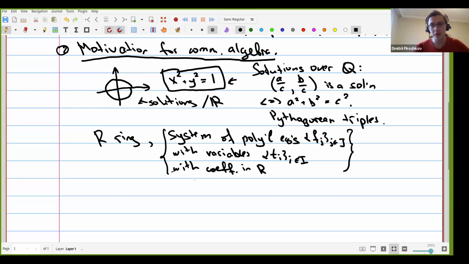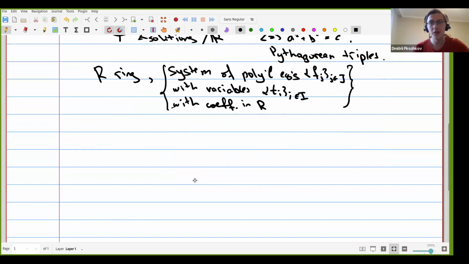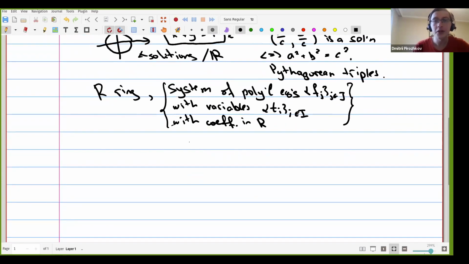And one can observe that for this system of polynomial equations, you can look at a certain universal object associated to it. So there is a universal object, which is, we take the ring R, we add all those t_i's as just formal variables, and then we take a quotient of this ring by the ideal generated by all equations.